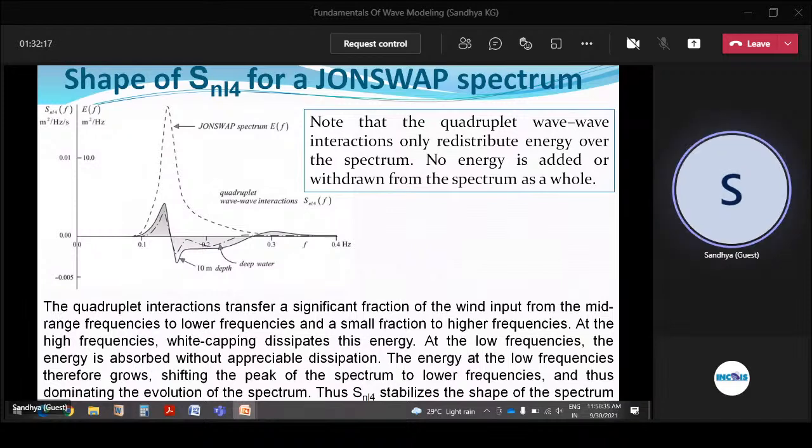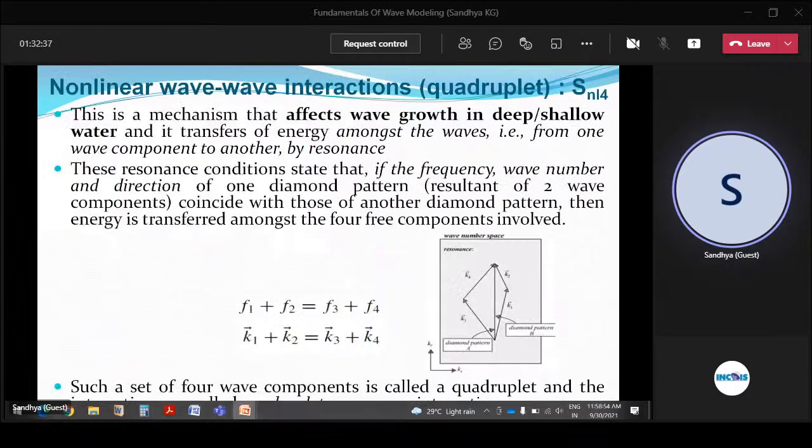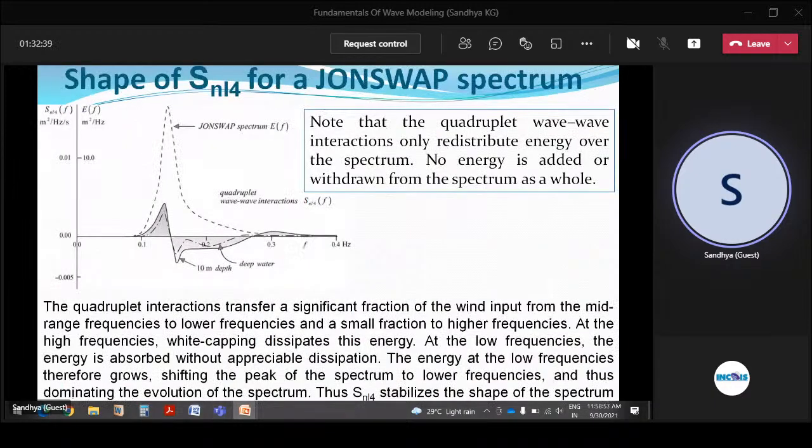Somebody has asked, is it necessary that the total area under the curve... I think the question is not very clear to me. Maybe you are referring to the SNL4 or the quadruplet wave-wave interaction. This is the only three-lobe structure I have shown. Basically it is zero, because it just transfers the energy from one part of the spectrum to the other. There is no positive or negative contribution to the total energy.